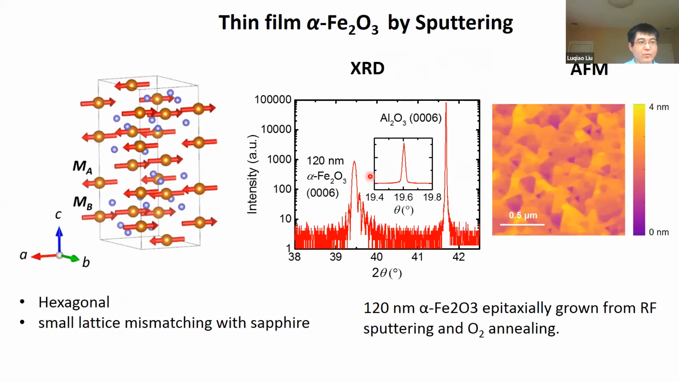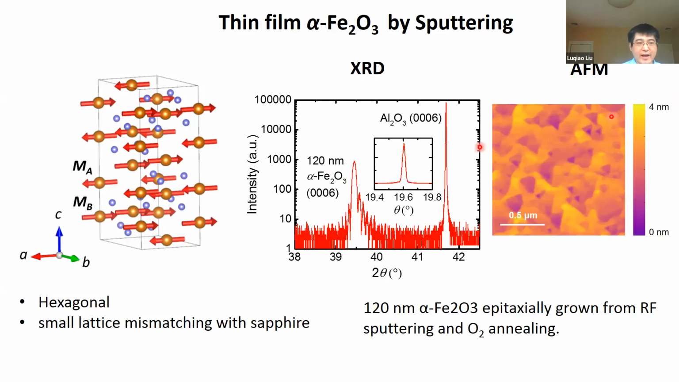And from the XRD data of the 120 nanometer alpha iron oxide thin film we grew, you can see that there is a relatively narrow peak corresponding to the diffraction of this iron oxide. From the rocking curve, which is the inset, you can also see a relatively narrow line width, which reflects the fact that the thin plane of the iron oxide is perfectly aligned parallel with the substrate surface.